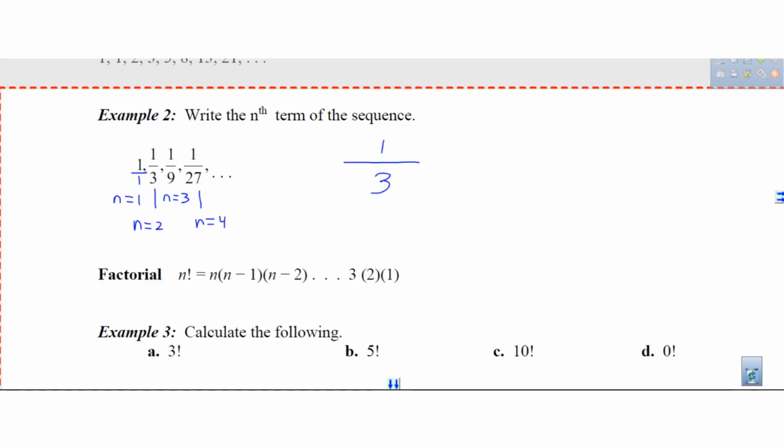Okay, now let's think about this. If n is 2, you get a 3, which is 3 to the first. If n is 3, you get 9, which is 3 squared. If n is 4, you get 3 to the third. Can anybody tell me my exponent on my 3? 2 gives you a 1 on the exponent. 3 gives you a 2. 4 gives you a 3. What's my formula? n minus 1. Thank you. 3 to the n minus 1.